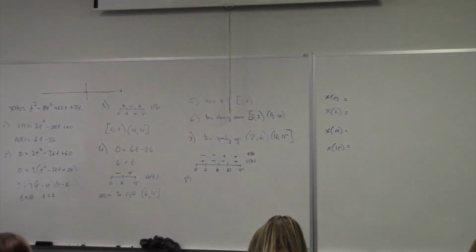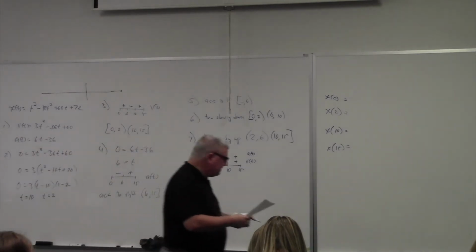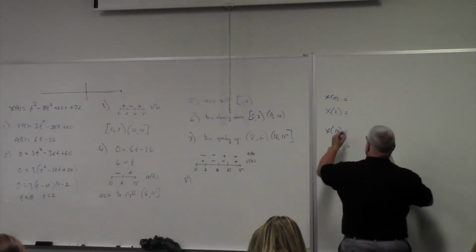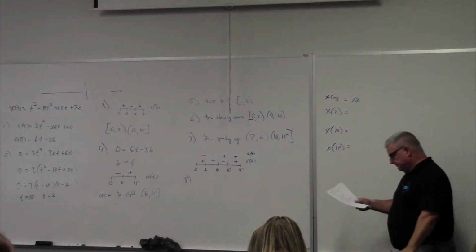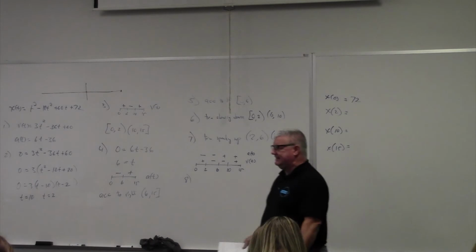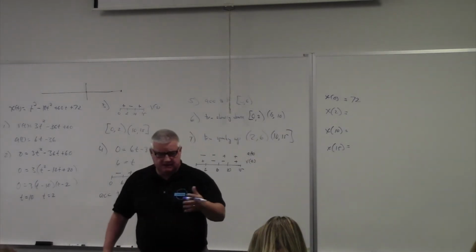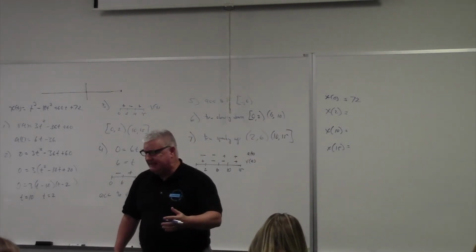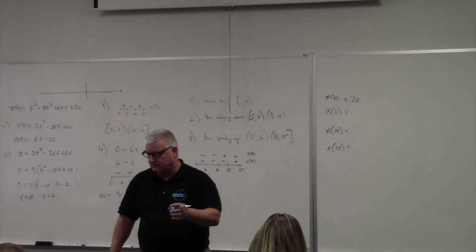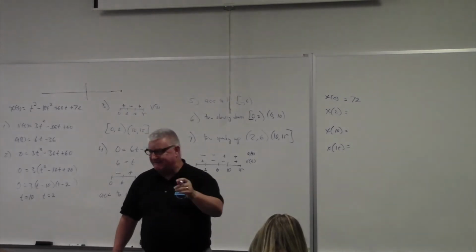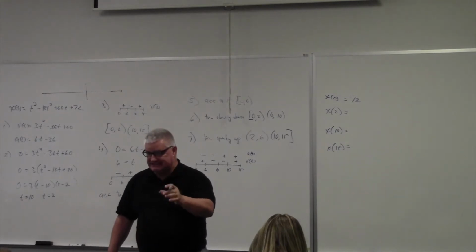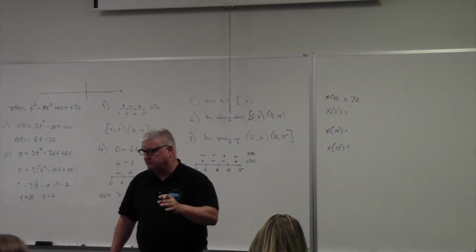I think I got them. X of 0 is what? 72. What does that mean now? What does that mean in relation to what Danny did, how he set it up? Just means like he just decided to let 72 be the position at the crossroads.